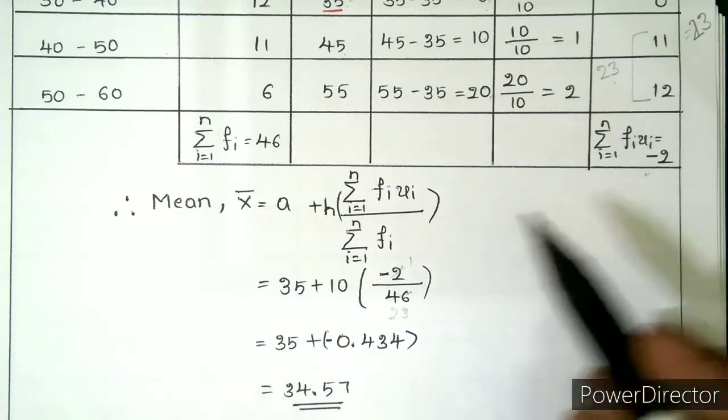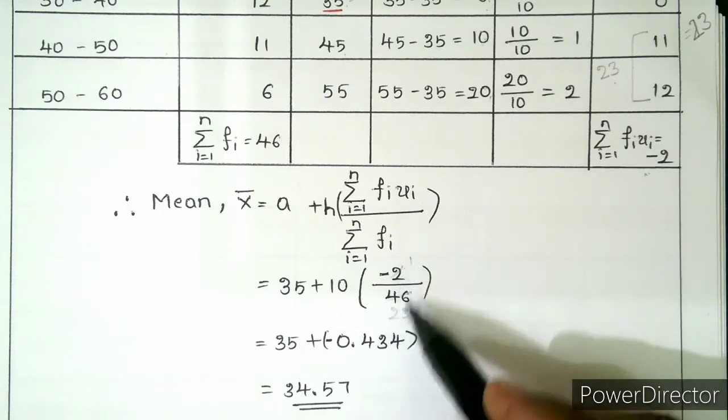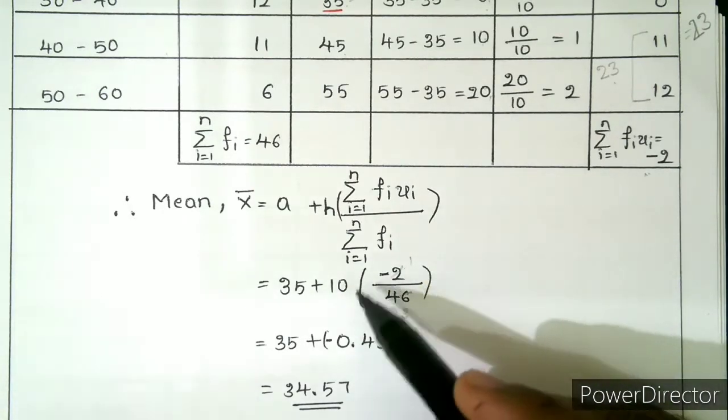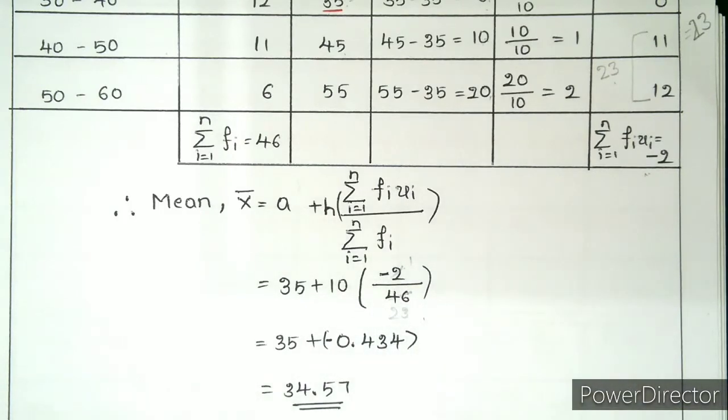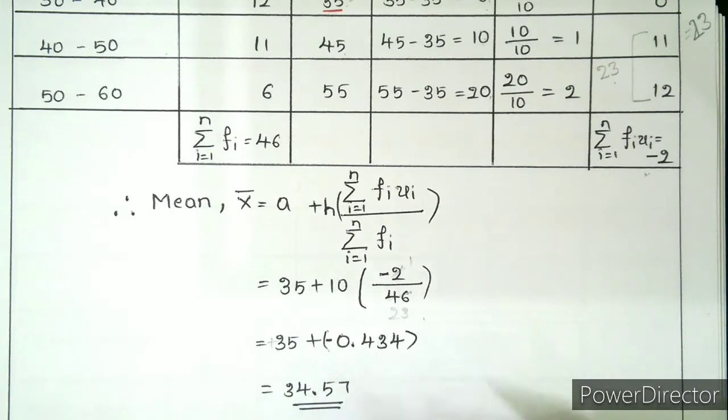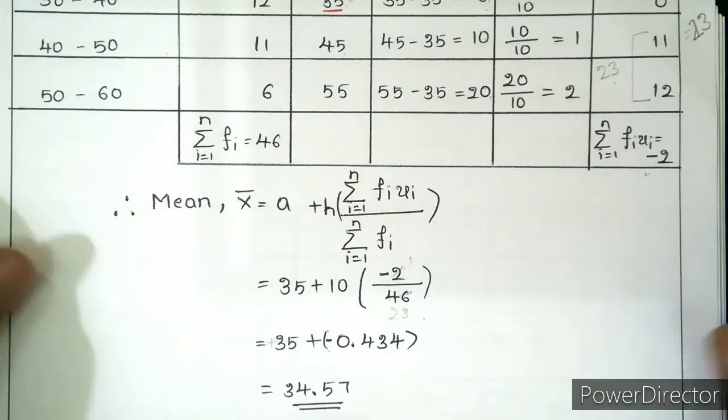So simplify: minus 2, 2 ones are 2, 2 twenty-threes are 46, so 10 divided by 23, you get minus 0.434. Subtract because it is two different signs. So this is plus, this is minus, so you have to subtract. So 34.57.